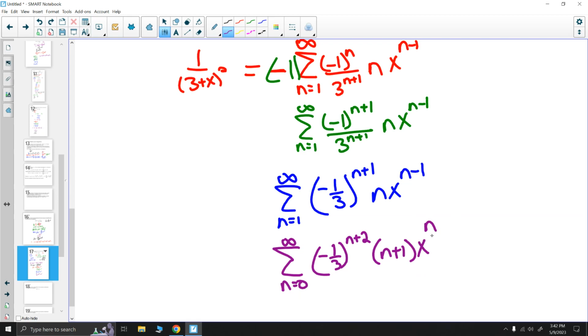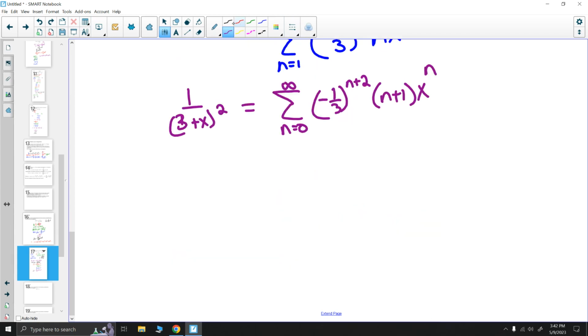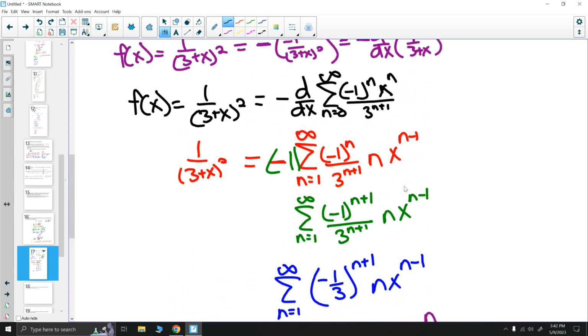n minus 1 plus 1 is just n. All right, so this is our sum. This is our power series for 1 over 3 plus x squared, right here. Now, we can double check that this is going to work out, but before we do that, let's first find our interval of convergence.